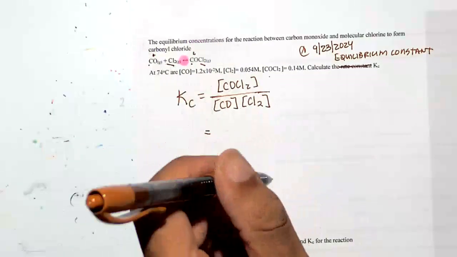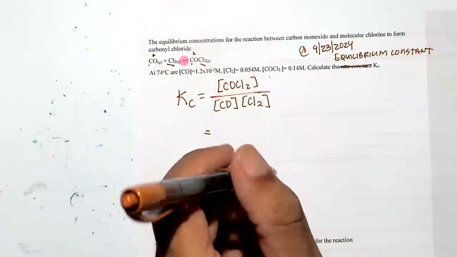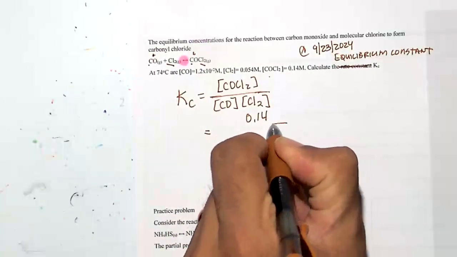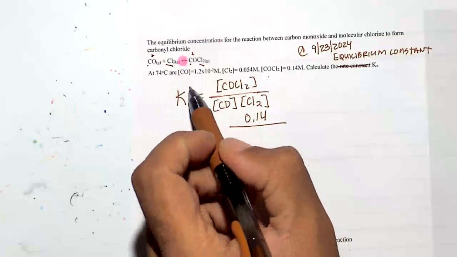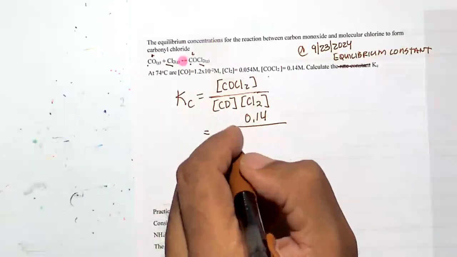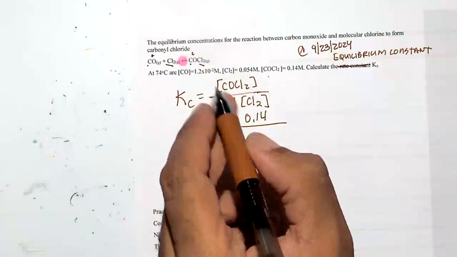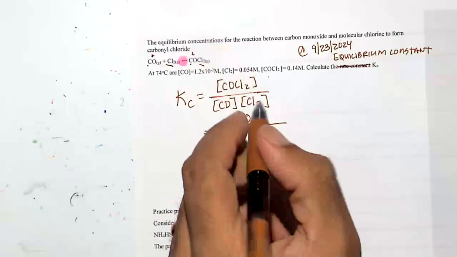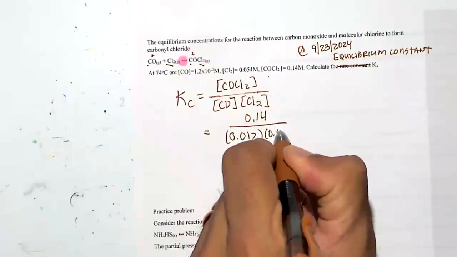All right, what's the concentration of COCl2? 0.14 divided by the concentration of CO, 1.2 times 10 to the minus 2. What's that? 0.012 times the concentration of Cl2, 0.054.